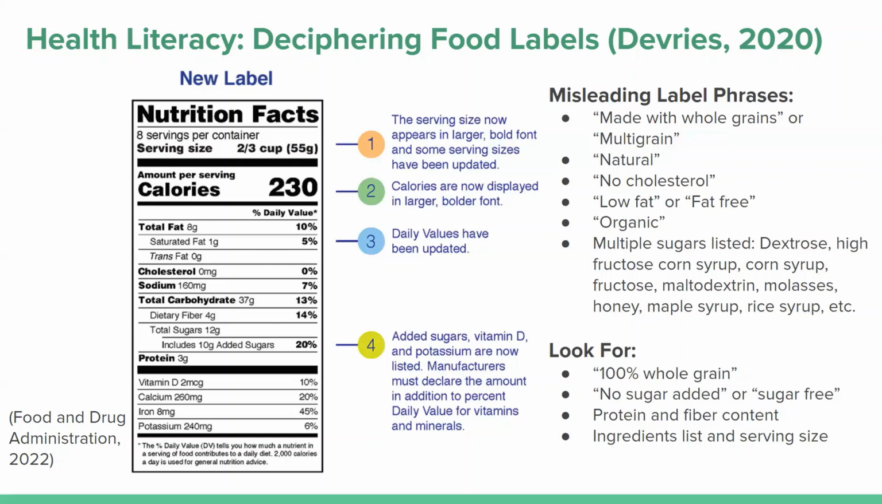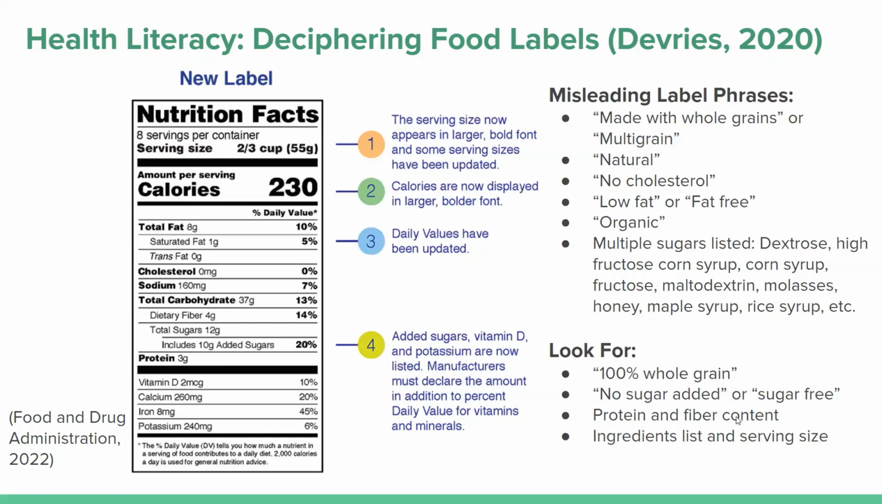No sugar added or sugar-free. Sugar-free can be hit or miss depending on your dietary needs. But no sugar added is usually a good sign because that means they didn't add any extra sugar to it. There's also protein and fiber content. Those are usually good things most of the time, so it's always good to watch out for those. And then it's always good to just read the ingredients list and serving size.